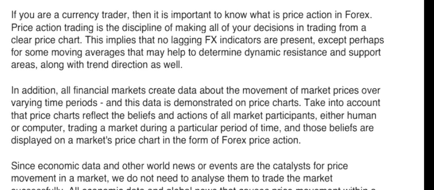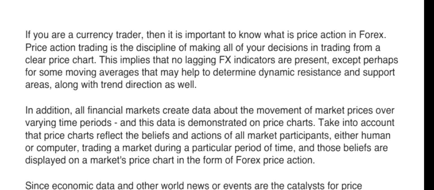So this implies that you don't have any lagging indicators, except maybe some moving average like the exponential moving average. Because with the moving average, you can determine your support and resistance. They can also show you the direction. So it should be clear that with the price action strategy, your decision is only based on the clear price chart.